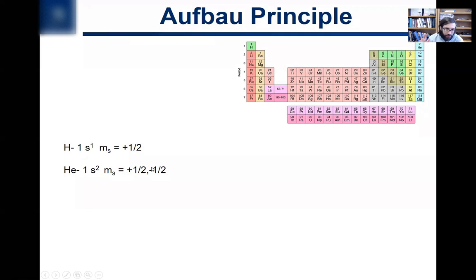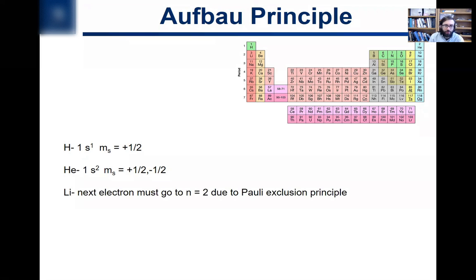Our second electron is going to go in the 1s orbital as well and have the opposite spin. So now we have helium with an electron configuration of 1s2, spin up and spin down. And then we get to lithium, right? And we know that we're now going to be at principal quantum number n equals 2 for where that third electron goes, right?